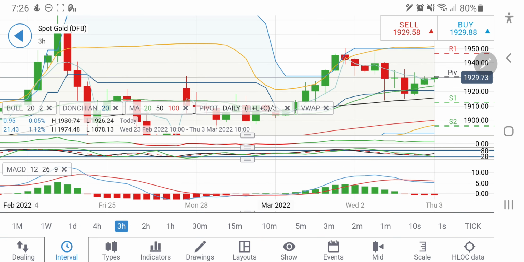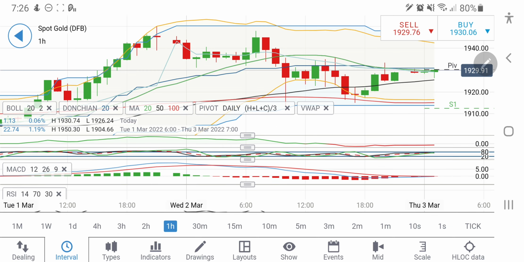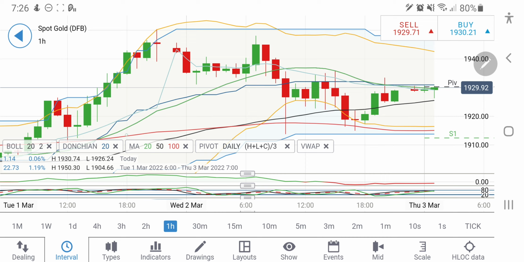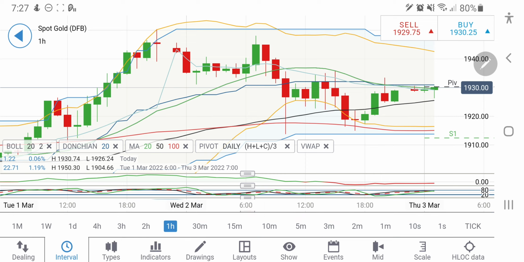On the 3-hour charts, the stochastic is trading near the bottom and it is still in the buy zone. On the hourly charts, it is overbought and looking upwards right now. But it has to break the zone at 1933 before looking forward to a rise.